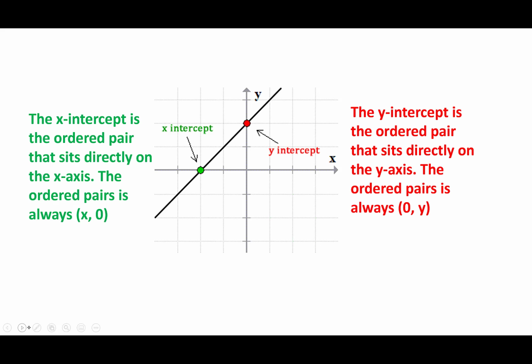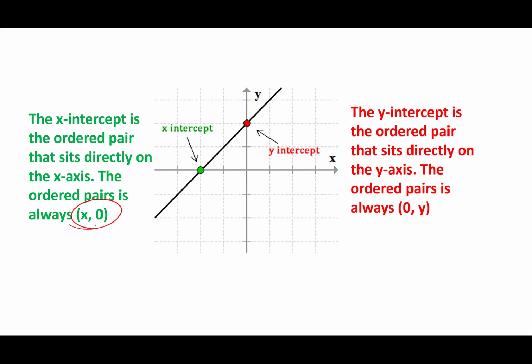Before I show you an example, I want to make sure that you understand what intercepts are, where they're located, and how you can tell the difference between the two. The first one I want to talk about is called the x-intercept, the one I have here with the green dot. It is the ordered pair that sits right on the x-axis. So it's an ordered pair, but it's always x comma 0. Whatever the x coordinate is, the y will always be 0 because of its location.